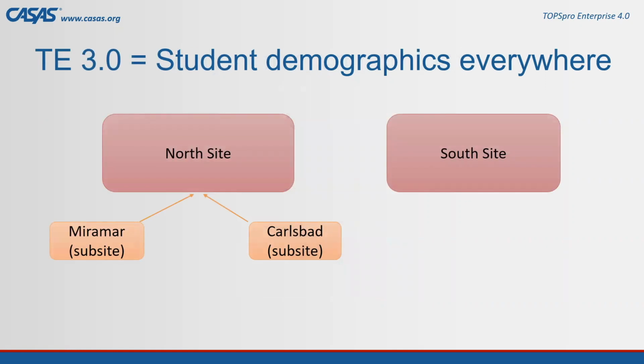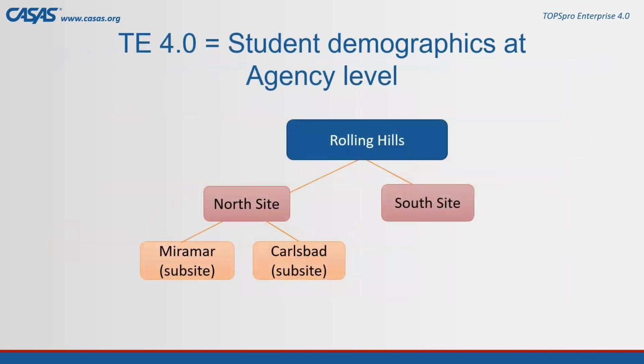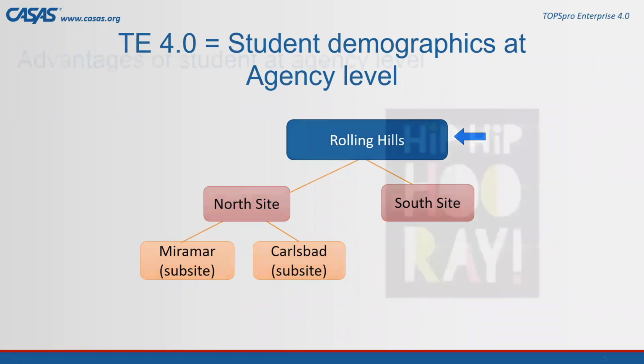In the previous TE 3.0, student demographics are stored at all sites in which a student attends. In this example, a student is attending both Carlsbad and Southside, so she'll have demographics at both of those sites. In the new TE 4.0, the student demographics are always stored once only, and at the agency level, even though the student is attending multiple sites. This means no more duplication of records.